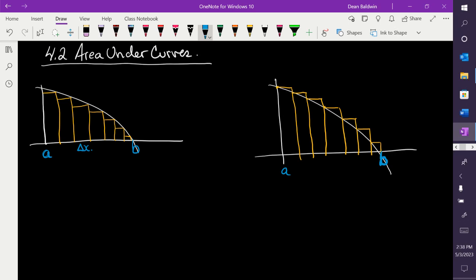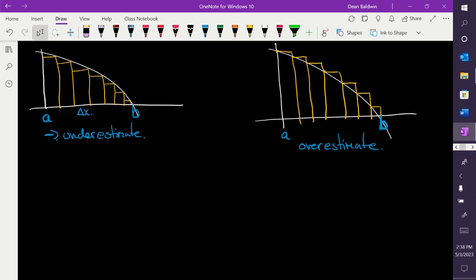Okay. So this one is, I'm going to call this, I'll just say it's an underestimate. Can't spell estimate. Estimate. Underestimate and an overestimate. There we go. Okay.